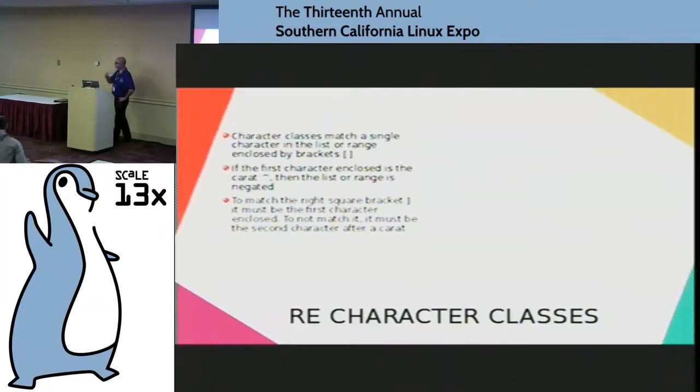One of the problems with trying to use square brackets is trying to match the square bracket itself. So if you're trying to use the square bracket characters to match the square bracket, it must be the first character inside. Otherwise, if you do not want to match it, it has to be the first character after the caret. Is that just a negation, or can you do backslash and escape it? You don't need to escape it inside of the square brackets, but it's positional.